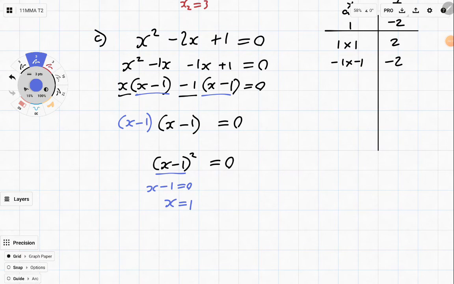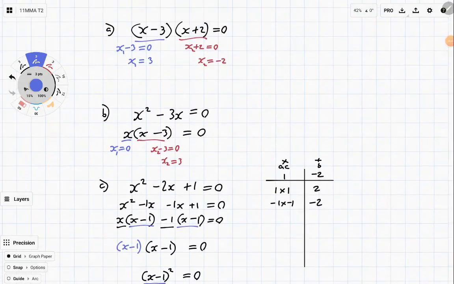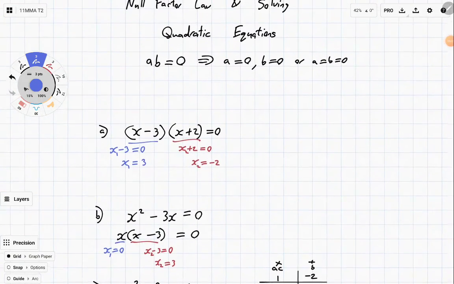Alrighty, so that is a brief look at 3 different quadratics and how to use the null factor law to actually solve them.